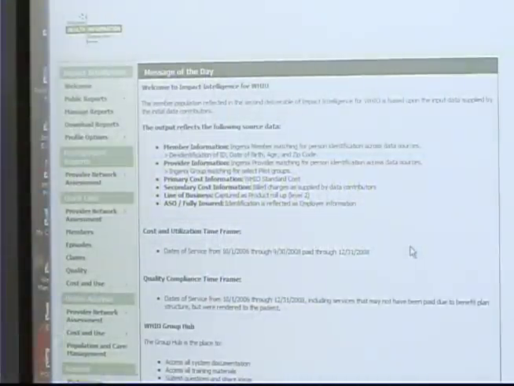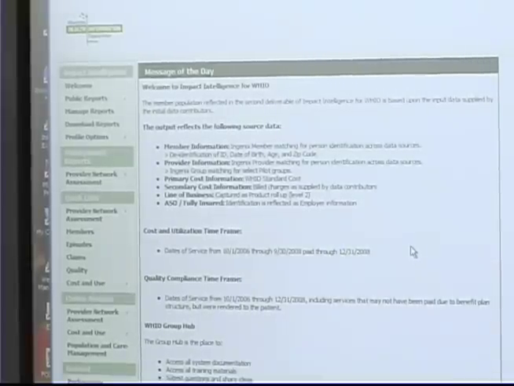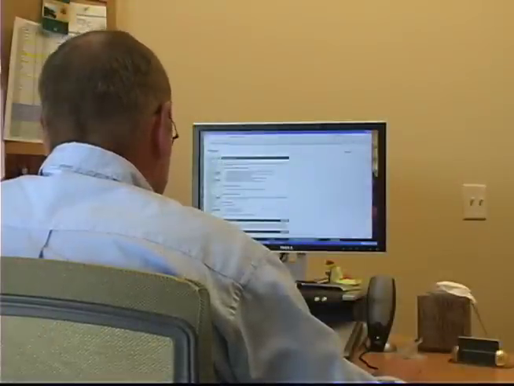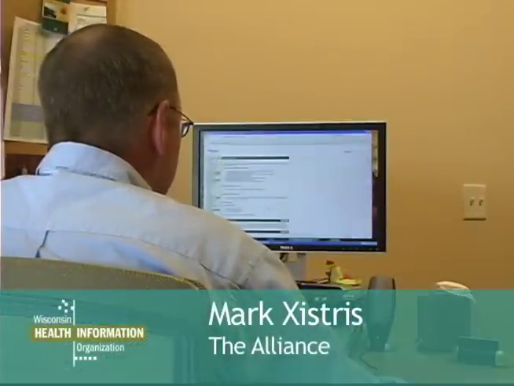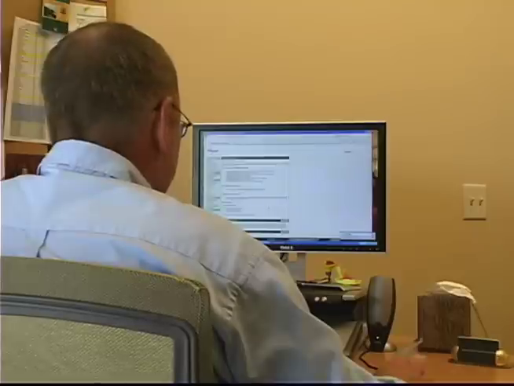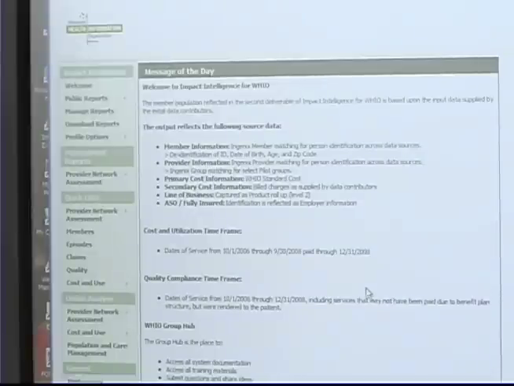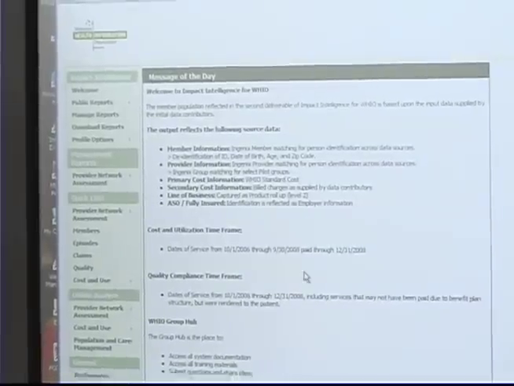Hi, you're looking at the welcome page for the Wisconsin Health Analytics Exchange. We're going to run a quick report, show you how easy it is to get information on provider performance. This can be used both for providers to understand how they're comparing to their peers, as well as purchasers and patients to understand where to go to get care.